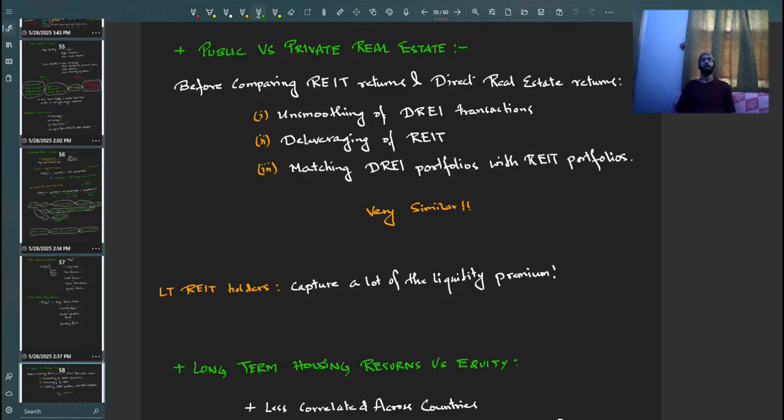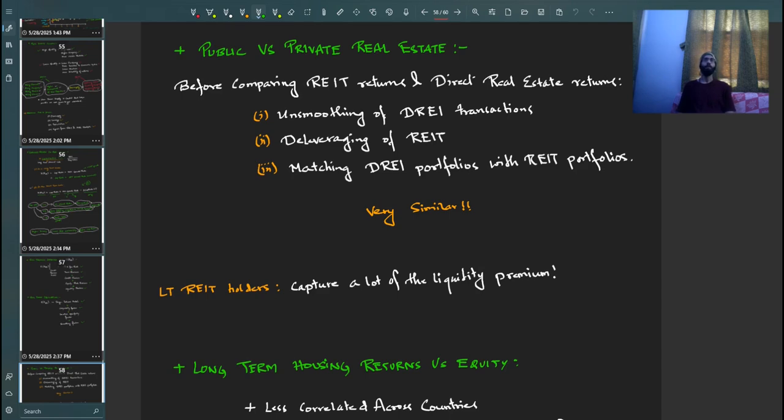Okay. Comparing public versus private real estate. Now, can you compare something like a REIT investment with a direct real estate investment in an apartment or a mall directly? With respect to investing in a REIT unit, can you do that? Yes, you can do that. But before that, you have to take a certain degree of caution or you have to process the data a little bit, right? So what is that processing? It's a 3-part process. If any of them are not done, you have to do that. So what are they?